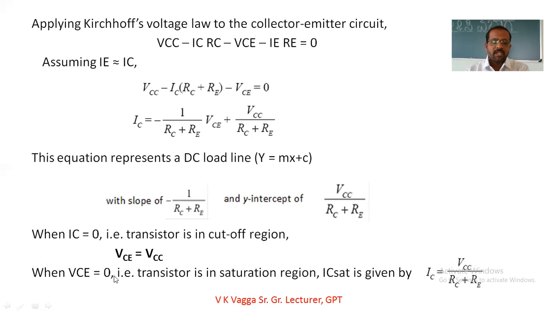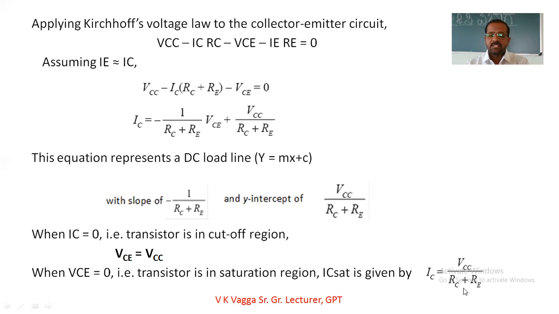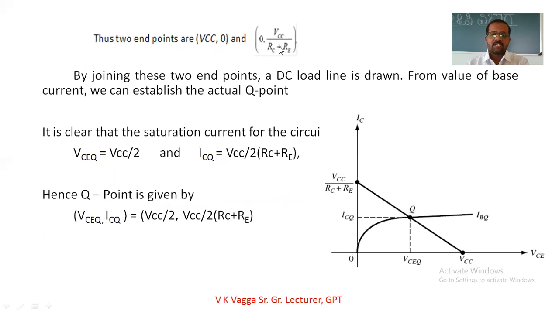In the same way, if I take one more point, VCE comma IC, VCE is equal to 0 and IC is equal to VCC divided by RC plus RE. So I get one more point, which is 0 comma VCC divided by RC plus RE. By joining these two endpoints, a DC load line is drawn here.